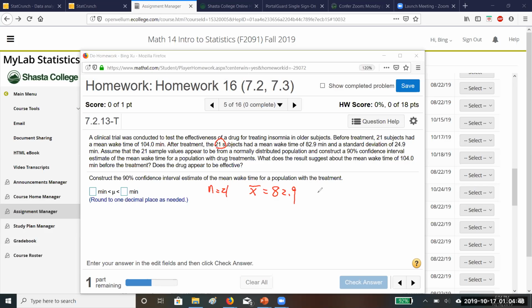And that sample standard deviation, which is S, is 24.9. And here they satisfy the requirement. It's normally distributed. And we want to construct a 90% confidence interval. Okay. All right. So here, since the population standard deviation sigma is unknown and we're looking for the population mean, we use T distribution instead of Z distribution.